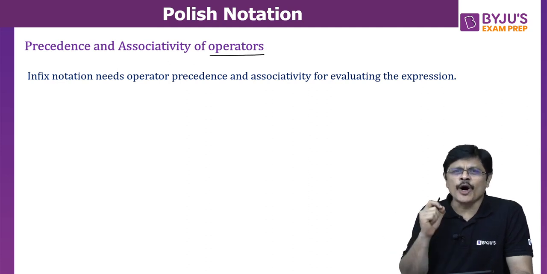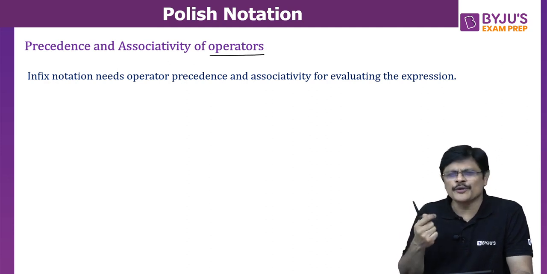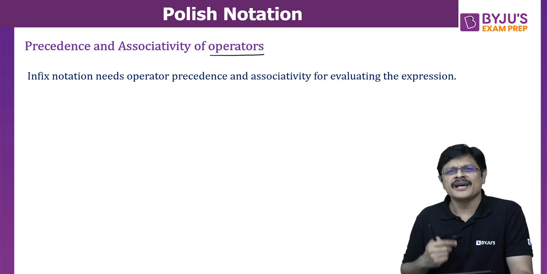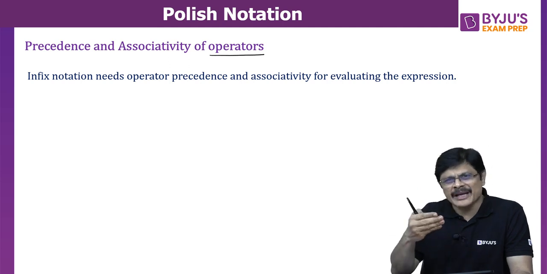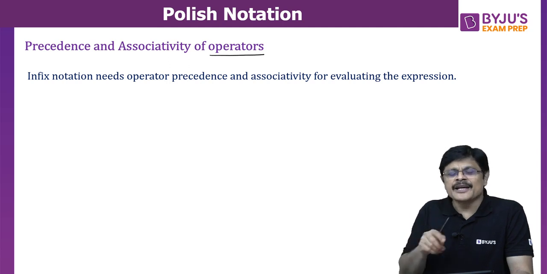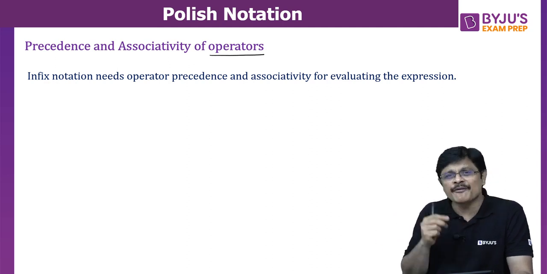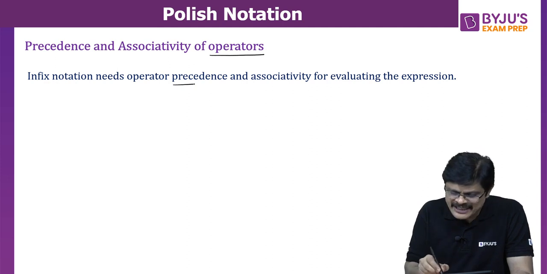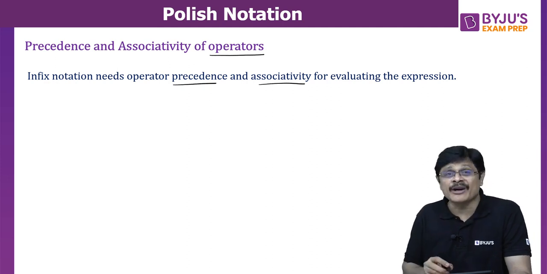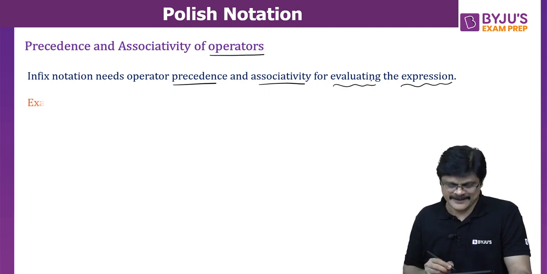Precedence means which operator is having higher precedence and which one is having lower precedence. So we have the precedence of operators, and every programming language will be having this particular precedence of operators. And again, if the operators are having same precedence, within that associativity, whether they are left to right or right to left associated, we need to mention. So this precedence as well as associativity is required if you want to evaluate the expression, my dear friends.